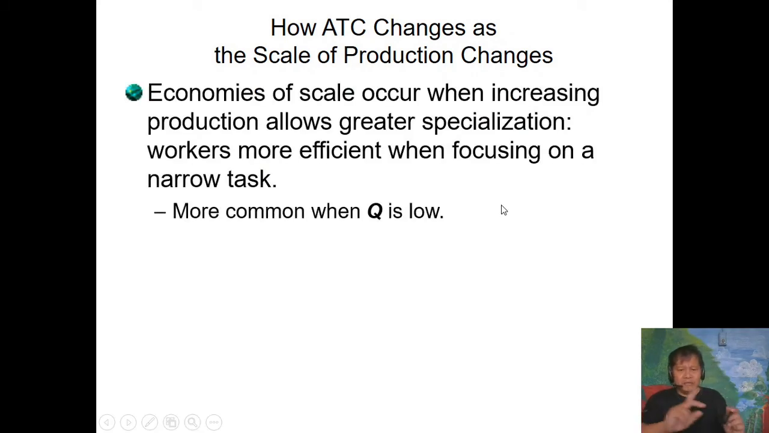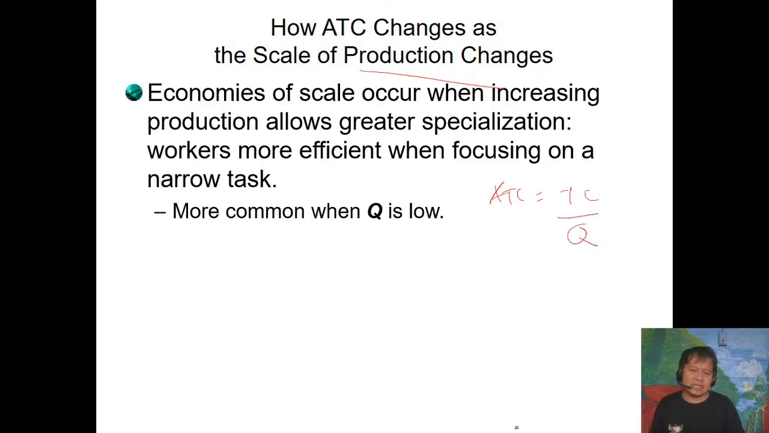Now, how the average total cost changes as the scale of production changes, no? So of course, if the total cost changes, the production changes, because average total cost is computed as total cost divided by the number of units produced. Okay? So, average total cost is equal to total cost divided by Q. That is what we discussed last time. Okay, how the average total cost changes as the scale of production changes.